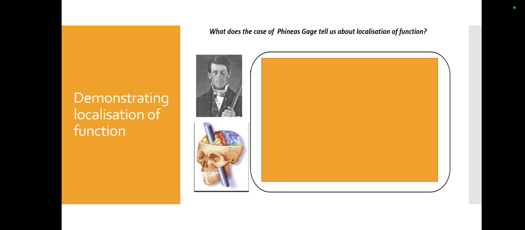Now, the first case that demonstrated this possibility of localized function to us was Phineas Gage. So I don't need to refresh the details of what happened to him. I think you're all quite familiar with this case by now. But what you do need to know for the biological approach is what this case shows us about localization of function. So it shows us three things. Again, if you've taken notes from the PowerPoint already, you might want to update this, and add on a couple of extra bits. So three things.